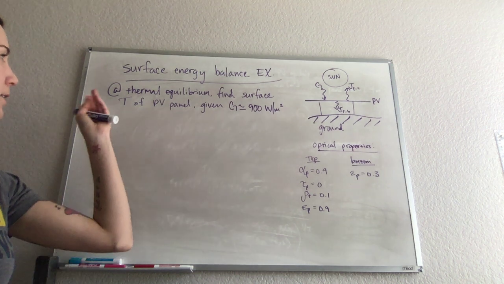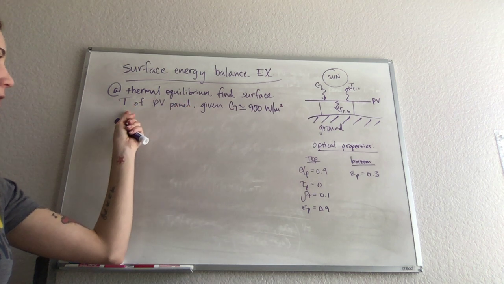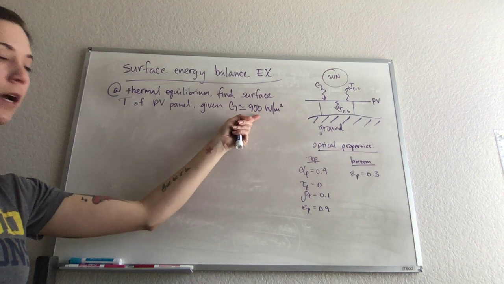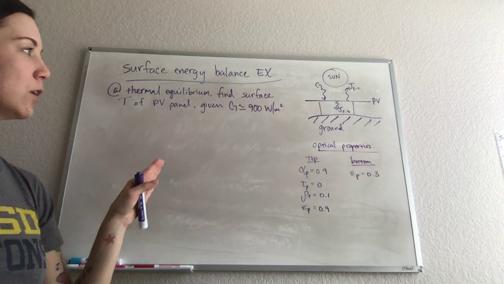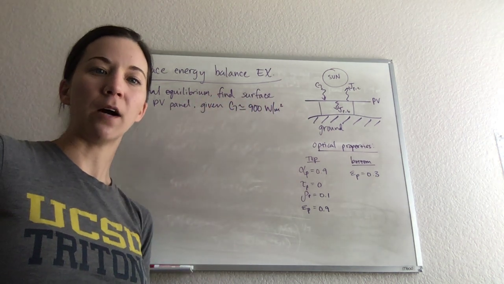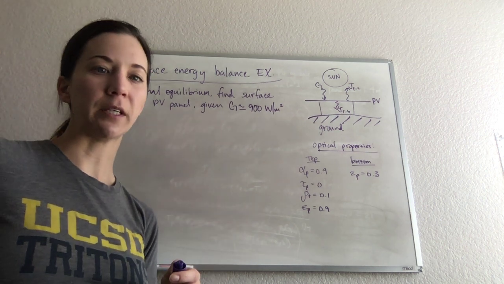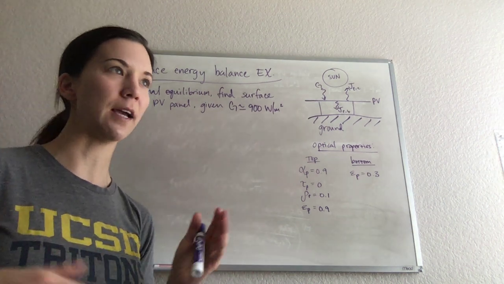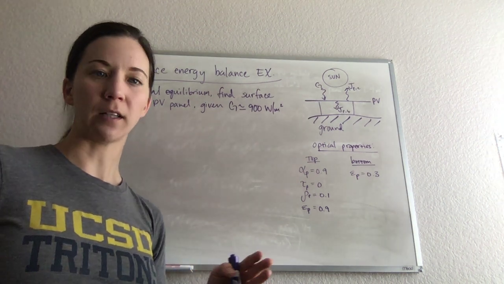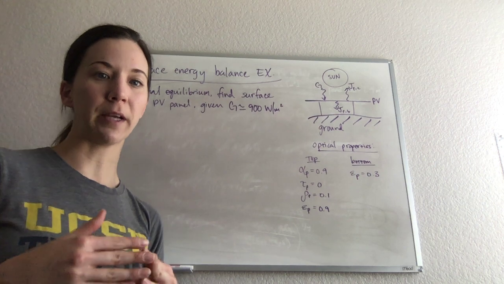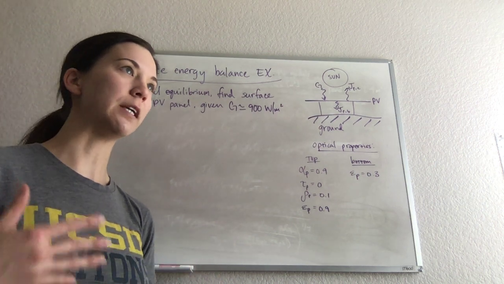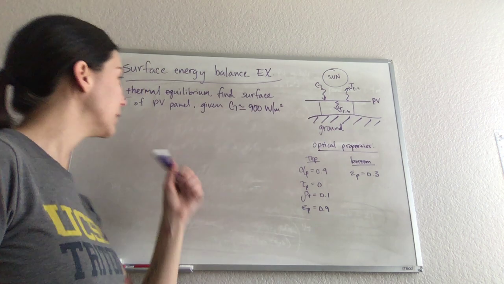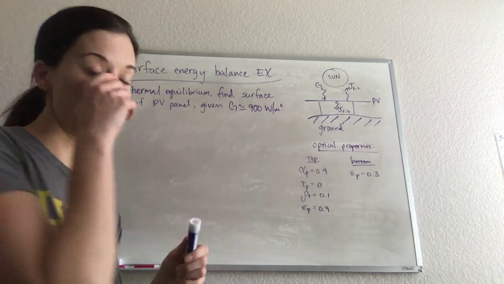What I've said is at thermal equilibrium, find the surface temperature of a PV panel given that G is equal to, well, about 900 watts per square meter. Drawing diagrams really helps me out with doing energy balances because it helps me visualize where everything's going, what's coming in, what's going out. And when I say surface energy balance, that's exactly what I'm talking about: what's coming in, what's coming out, and where does that leave us with some of the variables that depend on the energy coming in and out, namely in this problem, what is the temperature of this surface?